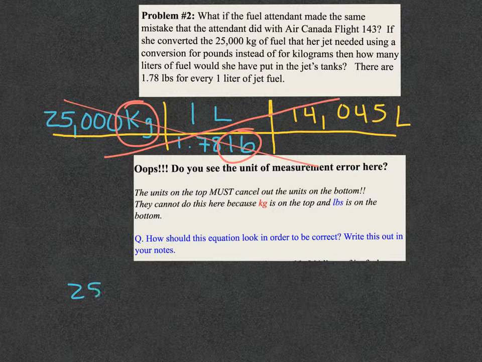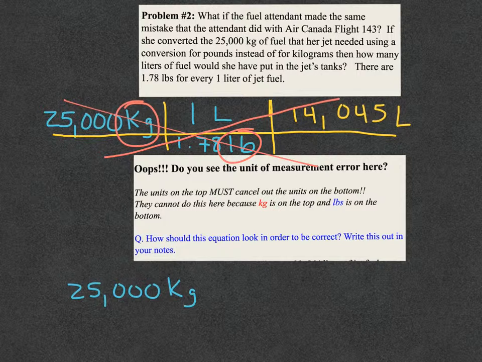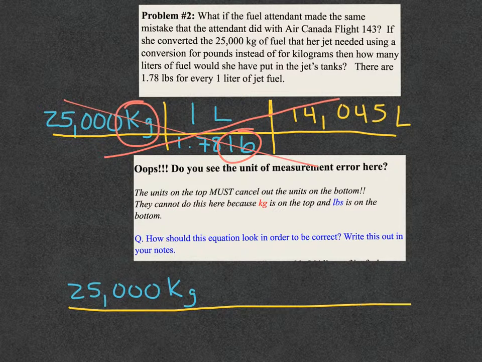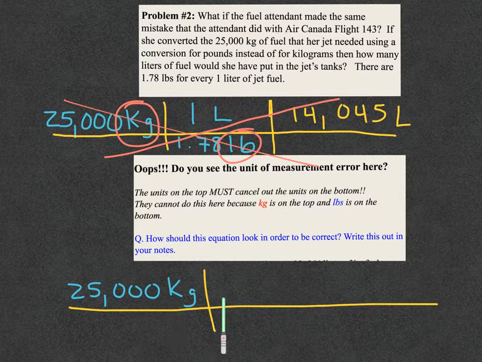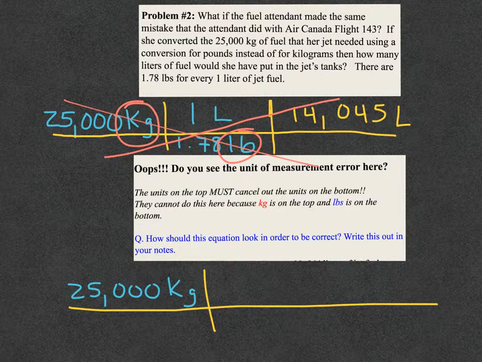We have 25,000 kilograms, and we need to build a conversion factor. And this time now, we have to pay attention to the fact that we want to get rid of kilograms. So kilograms is going to have to come down here, okay? So we have to recall from the first problem that there are 0.81 kilograms for every liter of fuel.